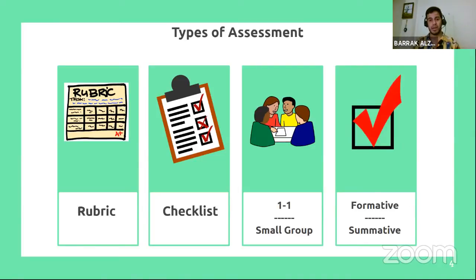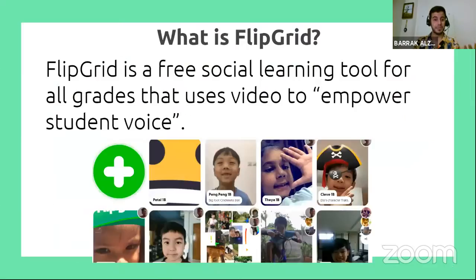And especially in America, many of us are familiar with formative and summative assessments, meaning formative being like check-ins and progress monitoring, while summative being a bit more formal, and summatives are more evaluative for a grade. So FlipGrid can use all of these types of assessment models to assess our students, both formatively and summatively.